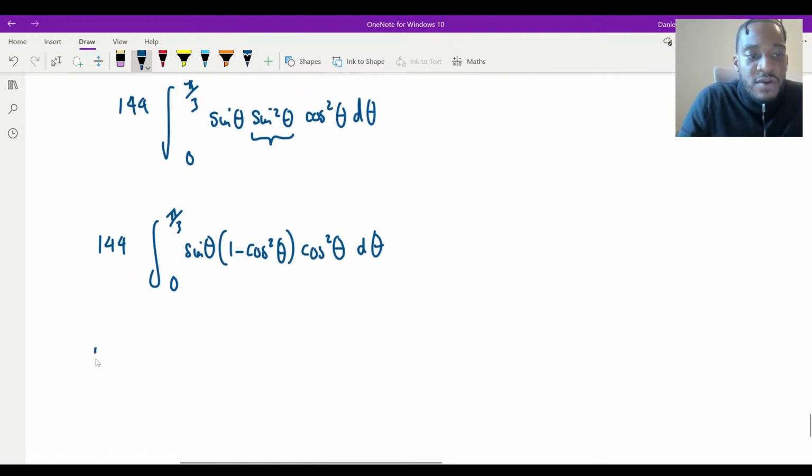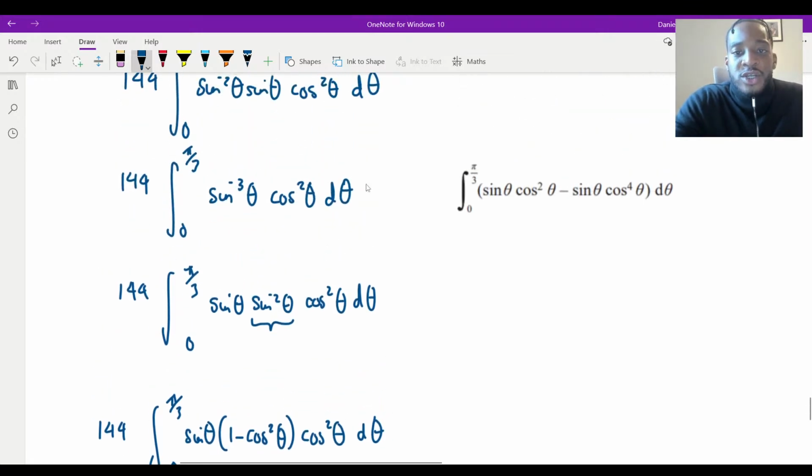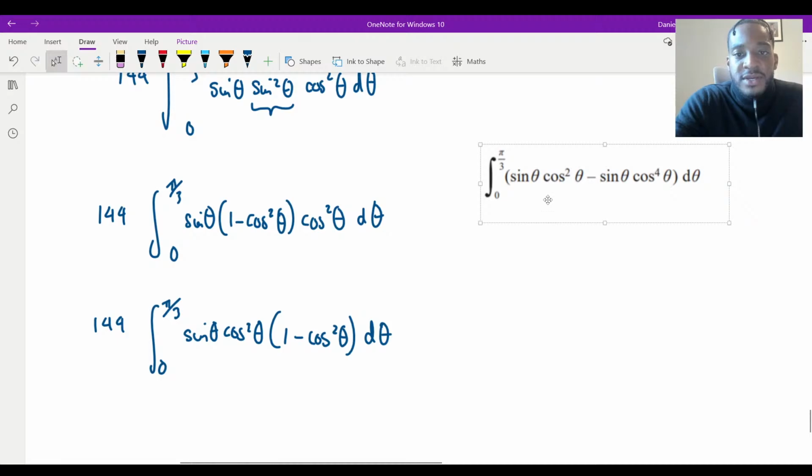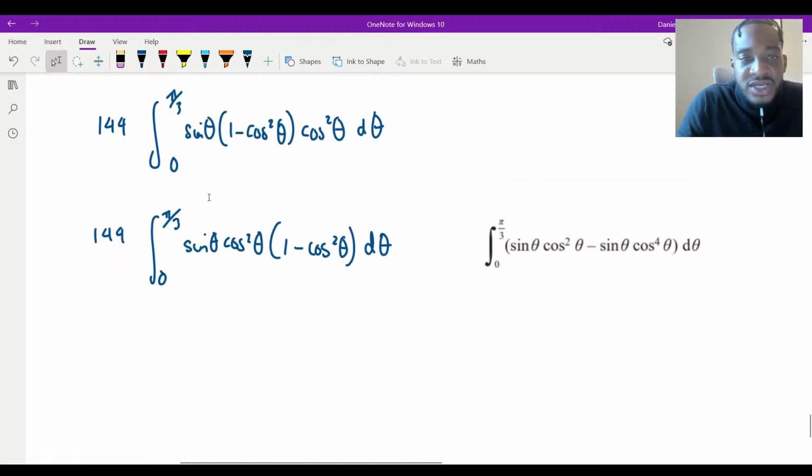And then what I can do now is, well, that's good because I can now expand that. So I'm just going to write this now as 144 times the integral from 0 to pi over 3 of sine theta cos squared theta, like that, times 1 minus cos squared theta, d theta, like that. Now look at the show that. All we need to do is expand now and we're done. Let's put this here, like that. So now, yeah, that's perfect because we actually get that, don't we?